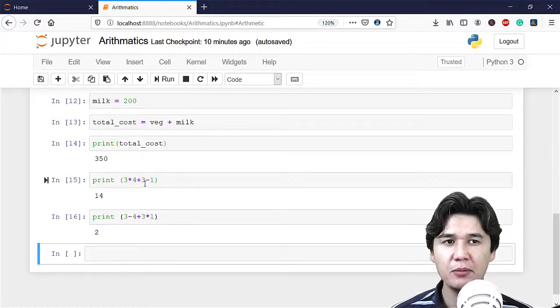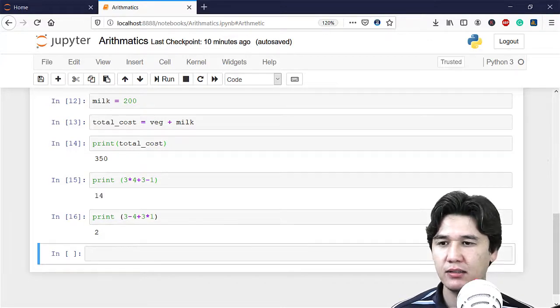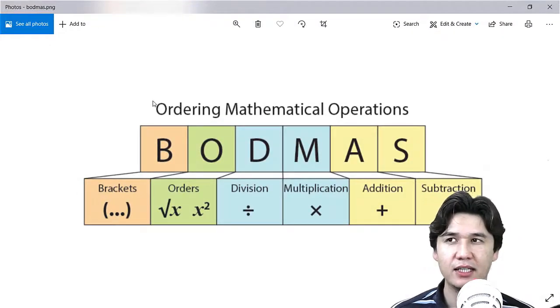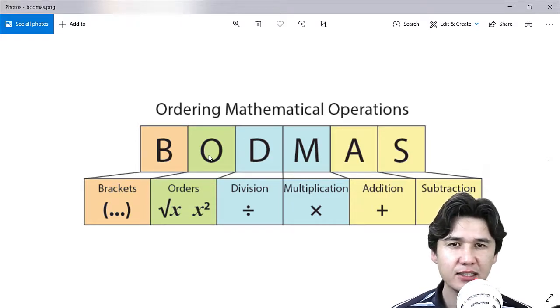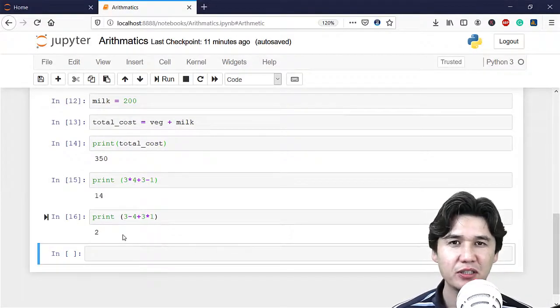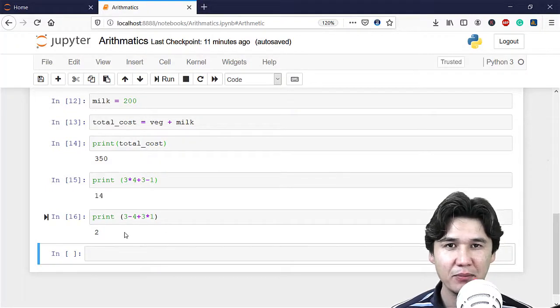Let me give you an overview of the concept we have right here, which is called BODMAS. In mathematical order, when all of that comes, this is what the program, or what you, should follow if there are different answers. Okay, now let me show you one more thing to make the concept clearer.